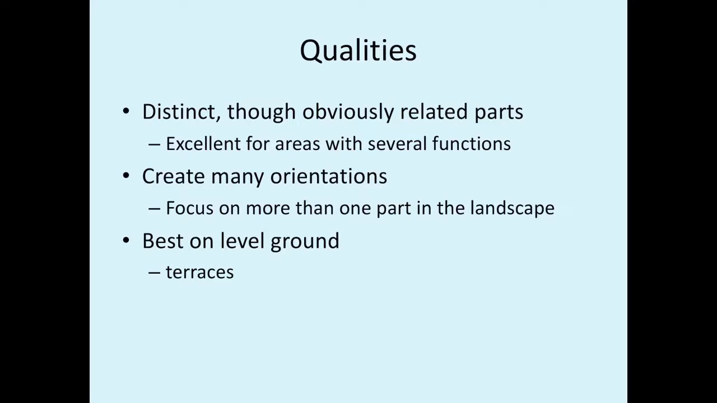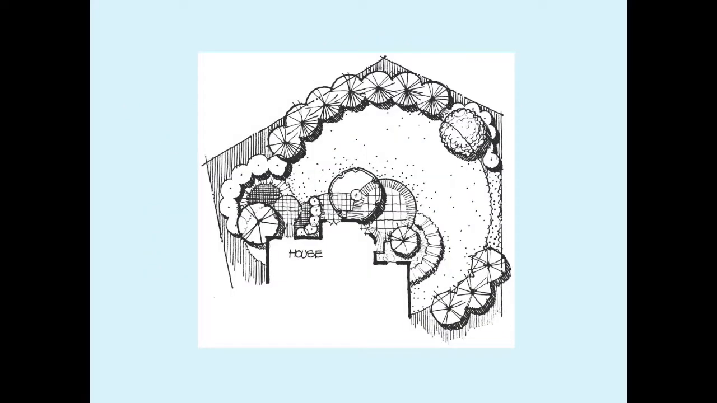You can do this on level ground or on terraces. So here's an example of a design that might be somebody's backyard. You can see that the lawn is the main focus of this. But if you're standing here on the patio, you've got a view to perhaps a focal point tree. Maybe back here we're screening something. So there's lots of things that you can do.